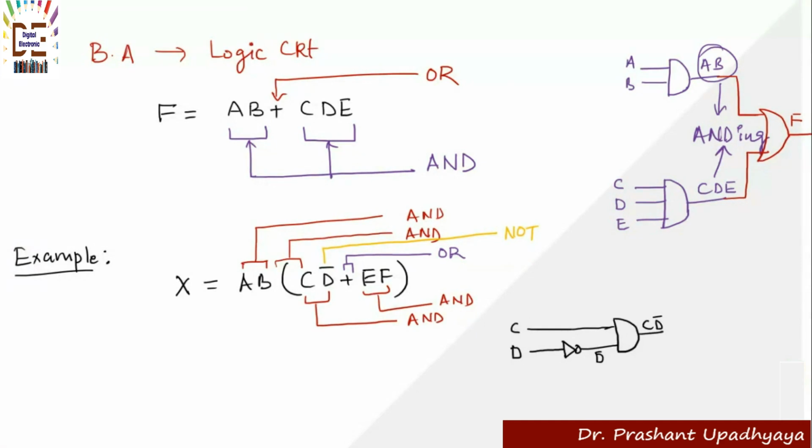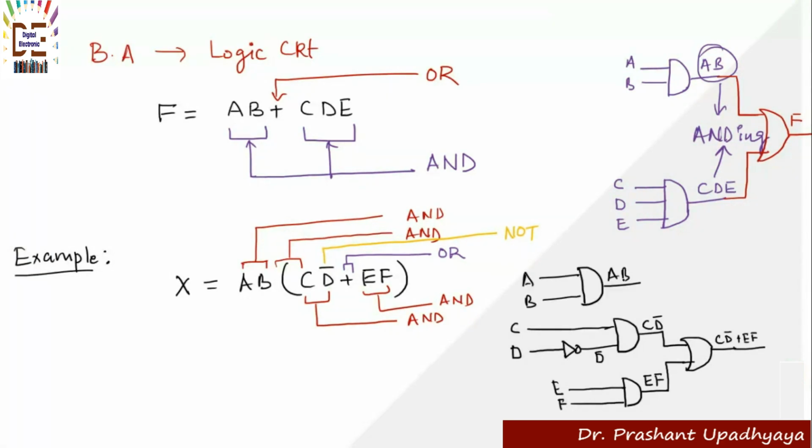Then we have EF. EF can be simply multiplied, so we have an EF here. Then what is happening? This C D bar and EF are being added. So what we will do? We will OR this. So we will be getting here CD bar plus EF. Is it correct? Then we have AB. So we will take AB. Let me take here A and B. We will be getting this AB.